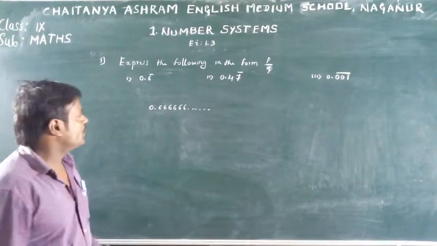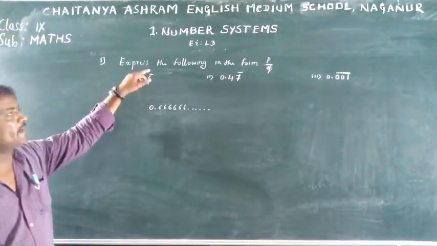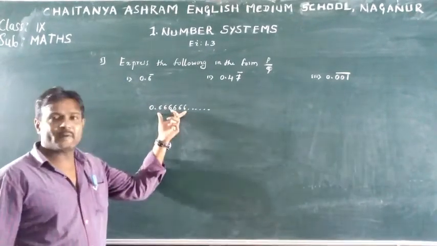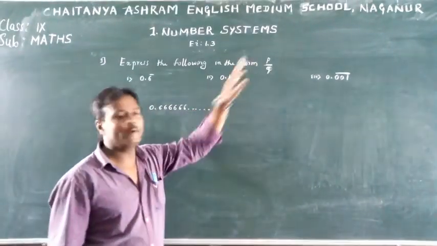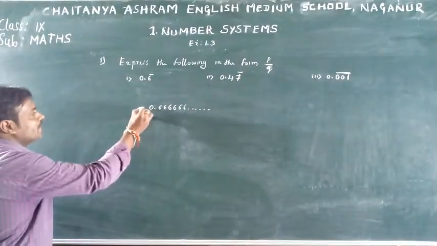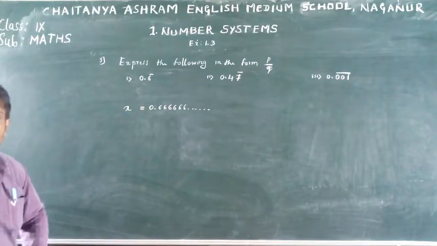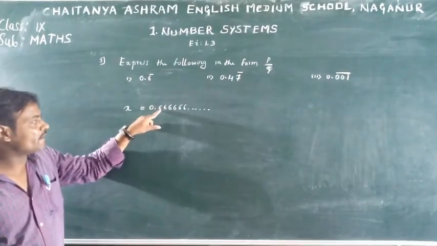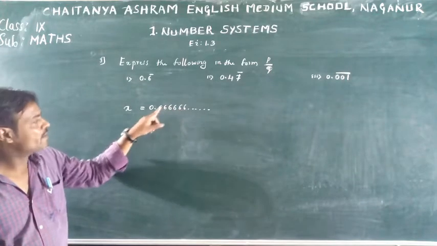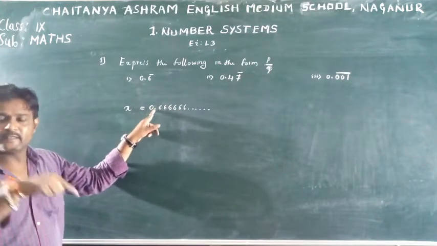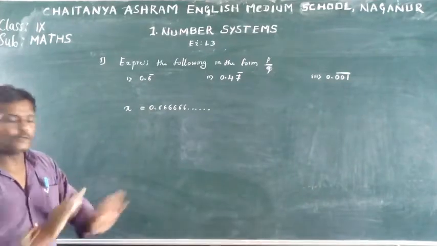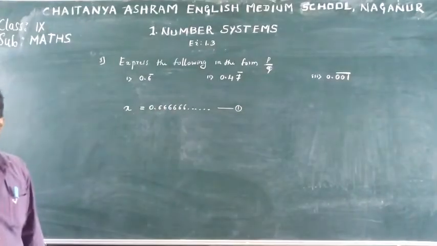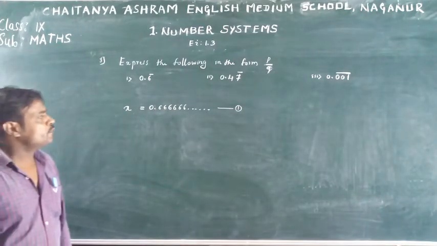How will I do it? First write 0.6 bar as 0.6666 and so on. This corresponds to a rational number in the form of p by q. We don't know that rational number. Say that rational number is x. Now observe in the decimal expansion that the decimal point is in front of the repeating digit. The digit 6 is repeating, and in front of it is the decimal point. So write this as equation number 1.